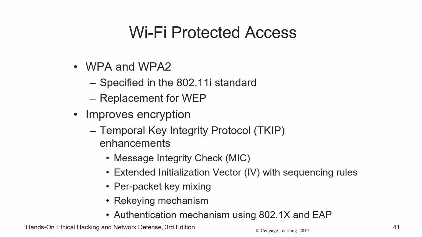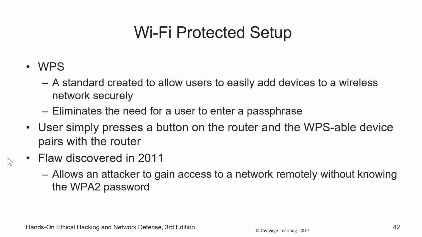And it improves encryption through the use of TKIP, temporal key integrity protocol. So it does an integrity check. It does an initialization vector. God, I want to say it was WPA where the IV was leaked, but I don't remember. So per packet key mixing, rekeying, and it uses EAP as well. WPS is a way to add devices to a network through the use of a physical button. There was a flaw discovered back in 2011 that allowed an attacker to bypass WPA2 and use WPS without even hitting the physical button to gain access to the network.